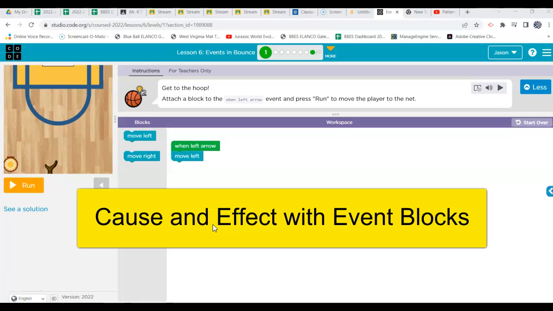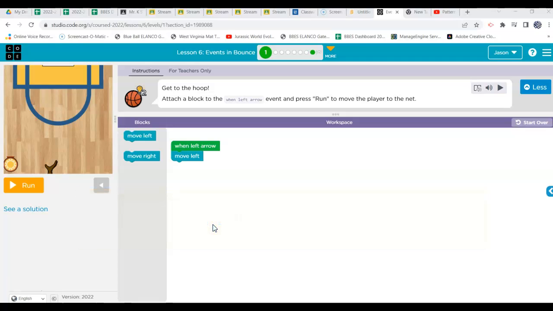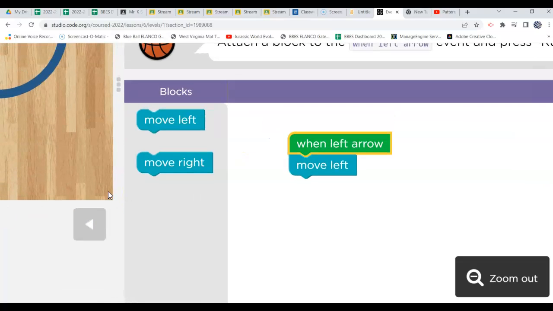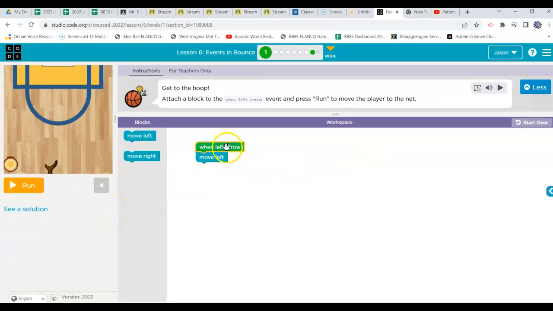So the next assignment you're working on has to do with a special type of block called an event block. Event blocks in code, and in some other coding systems that I've seen used, are green. They're not always green, but in this case, this one is. So it says when left arrow. Now this is a special kind of coding because this has to do with cause and effect.